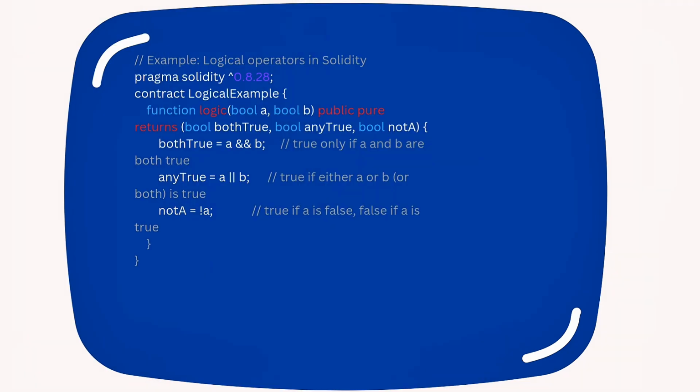In this example, calling the function logic with the values true and false would return false. True and false: both conditions are not true, so the AND result is false. At least one condition is true, so the OR result is true.